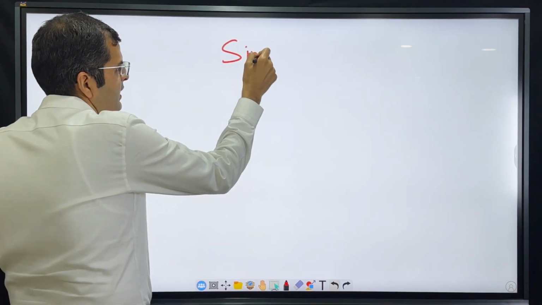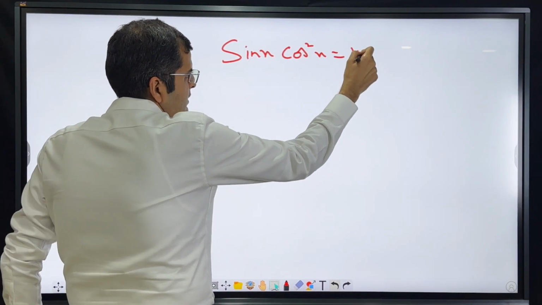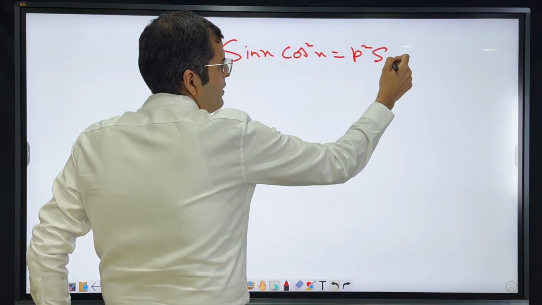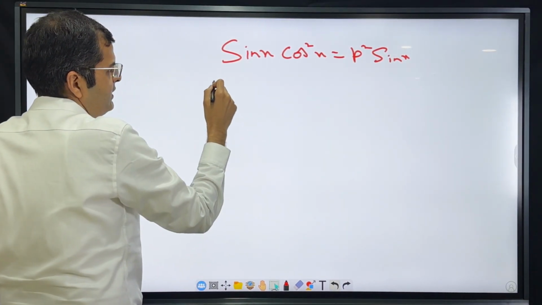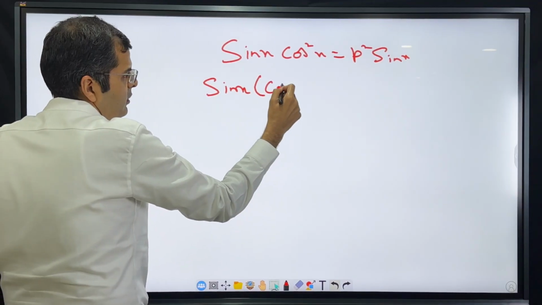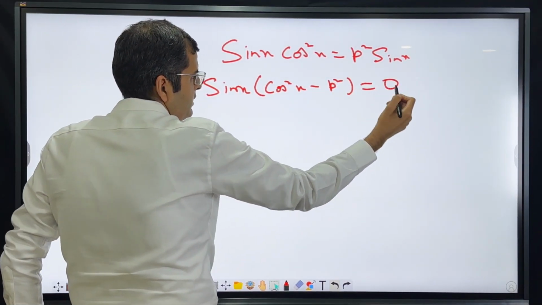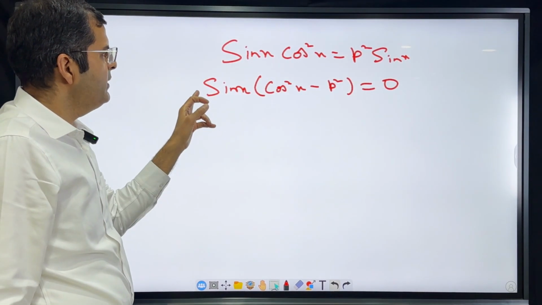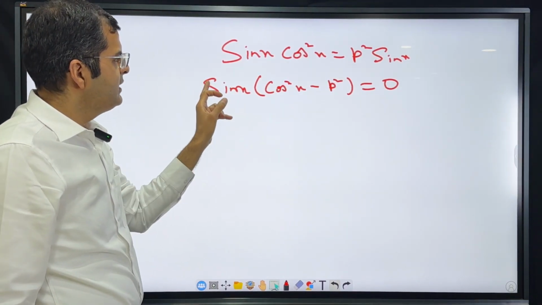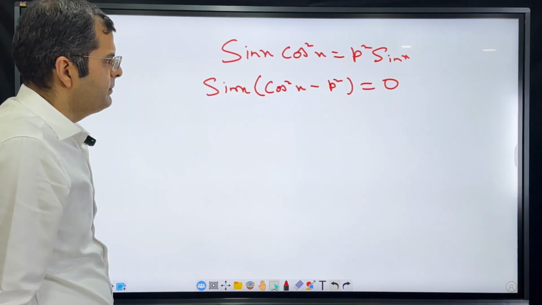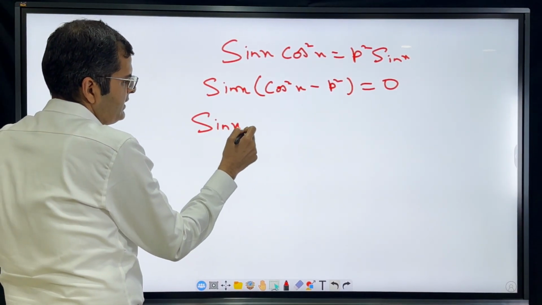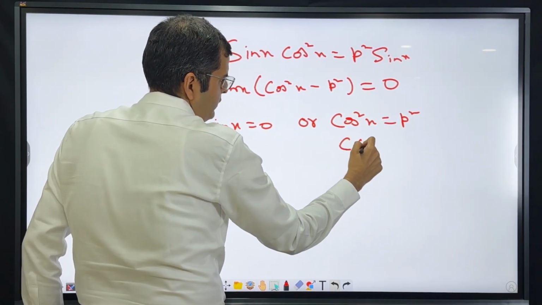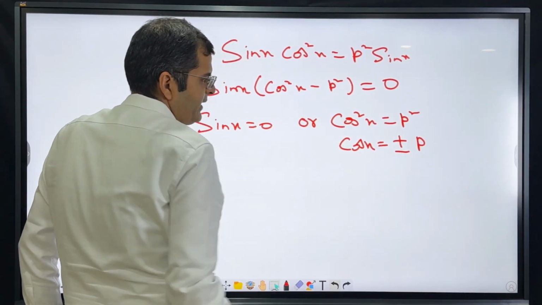So I have been given sin x into cos square x is equal to p square sin x. What I'll do is take it on this side. So this becomes sin x cos square x minus p square sin x equal to 0. You take sin x common, so it becomes sin x times (cos square x minus p square) is equal to 0. So from here I conclude that either sin x is 0 or cos square x is equal to p square. If cos square x is equal to p square, that means cos x is plus or minus p.